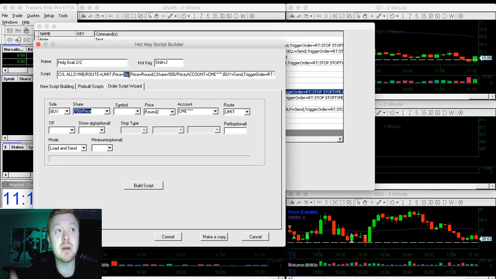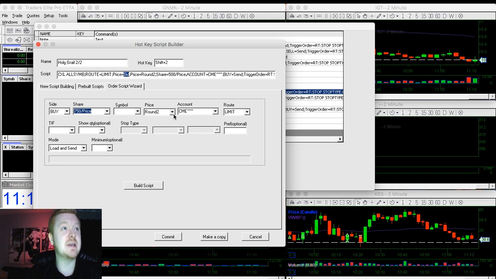So that way I'm not market ordering in and getting executed at a price that I didn't want, because that could take you out 5 or 10 cents off of the bid. Price equals round 2. What this means is price being round 2.